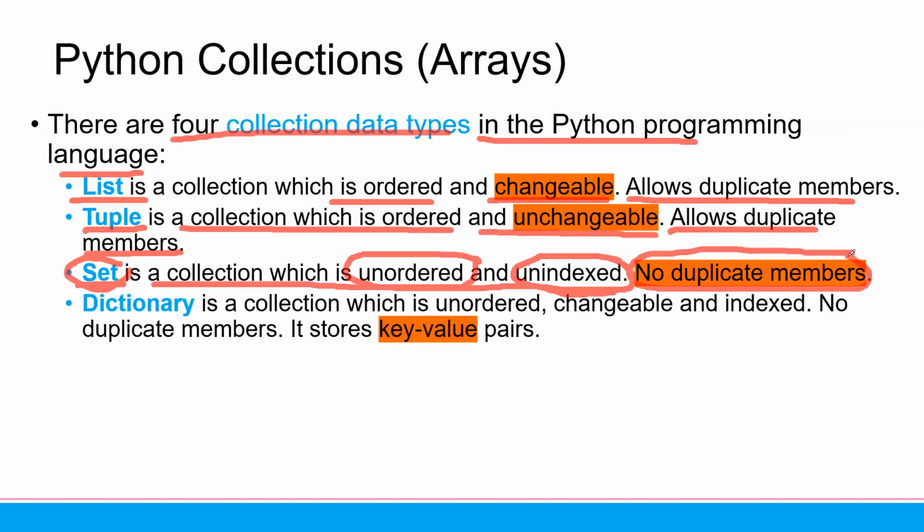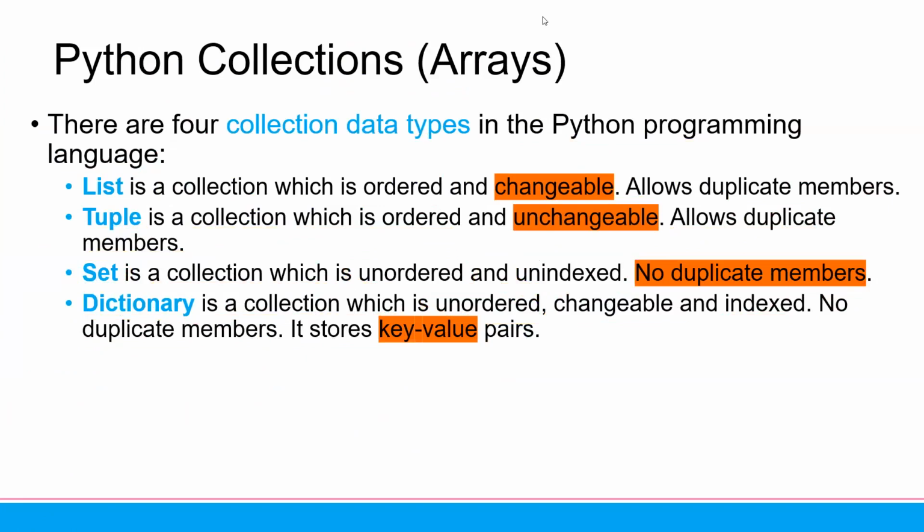Dictionary is a collection which is unordered, so no order, and it is changeable, and we have the index. There will be no duplicate members, and we will store key and value pairs. For this course, I will focus on the list. But maybe after the mid-exam, we will learn more about set and dictionary.